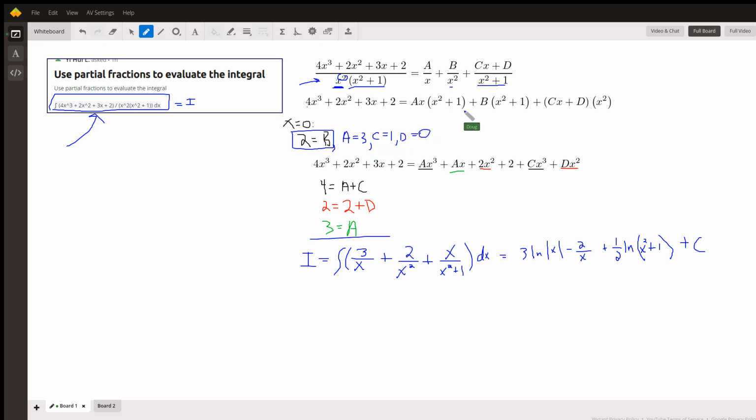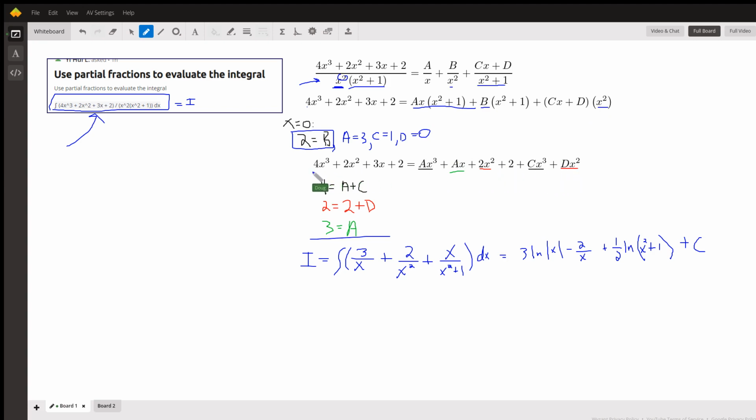Now it's necessary to equate coefficients. So we're going to distribute everything else, but I'm going to replace this B with a 2. So remove these parentheses, I get these two terms. Distribute the 2, I get 2x squared plus 2. Distribute the x squared, Cx cubed plus Dx squared.